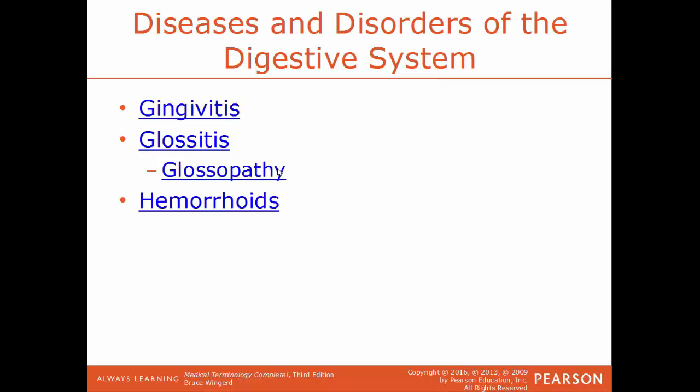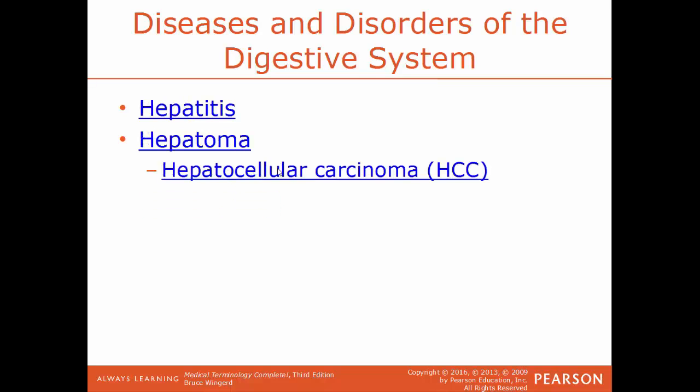Gingivitis is an inflammation of the gums. Glossitis, which would be an inflammation of the tongue, which can lead to glossopathy, which is a disease of the tongue. And our last term here, hemorrhoids. This is a swollen vein or a group of swollen veins near the anus. Hepatitis. This is a disease that is characterized by the inflammation of the liver.